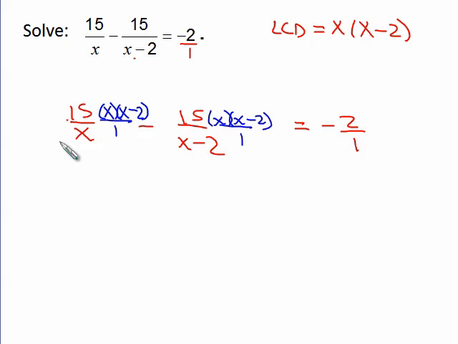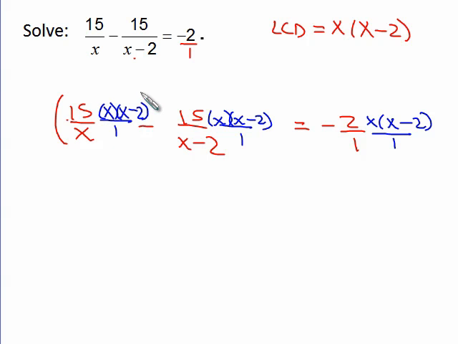Because what I've done is I've multiplied the left-hand side by x and x minus 2 and then distributed it across the minus here, across the subtraction. And then now I also need to multiply the right-hand side by x and x minus 2. Again, I like to write it over 1 so that I can really see the levels of my fractions.